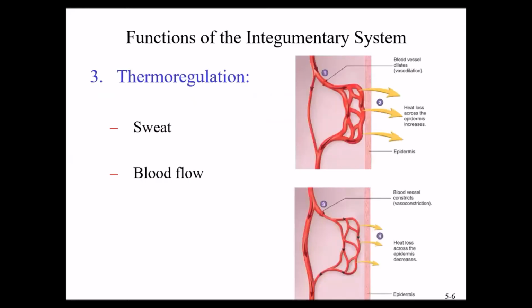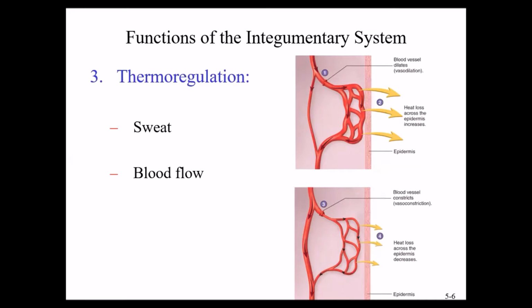Number three is something called thermoregulation. That just basically means temperature balance. It's the homeostasis of temperature or heat distribution in the body. And so your skin can help in that regard by, number one, sweat. You have sweat glands like we've talked about before, and that allows your body to secrete sweat onto the surface of the body, and that helps to cool off the body.